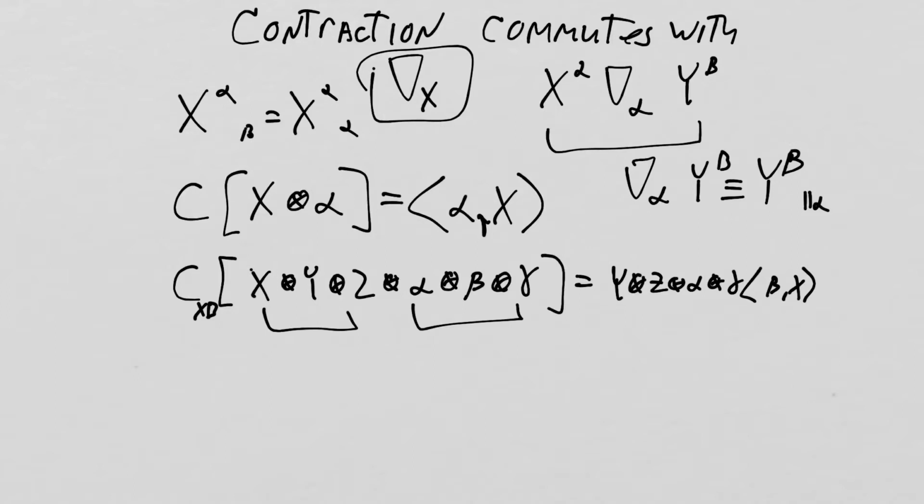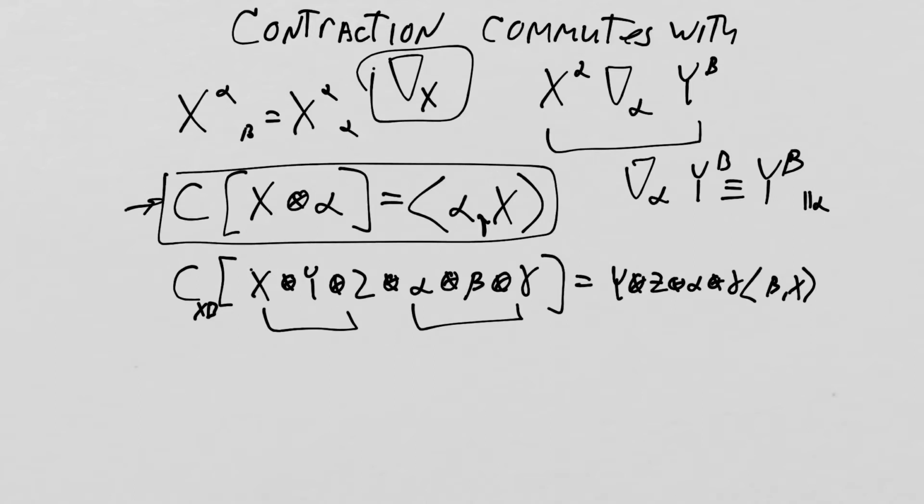But for this one, it's straightforward. There's only one possible way to do it because there's only one vector and one covector. And this is the basic rule for that circumstance.